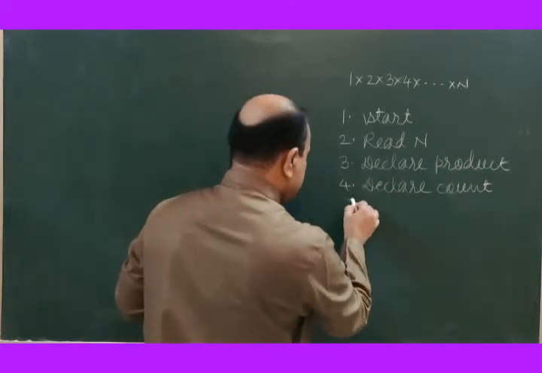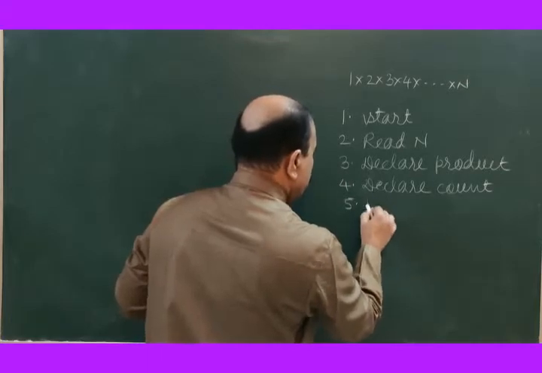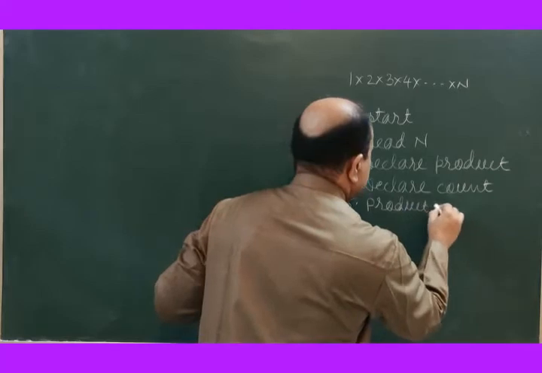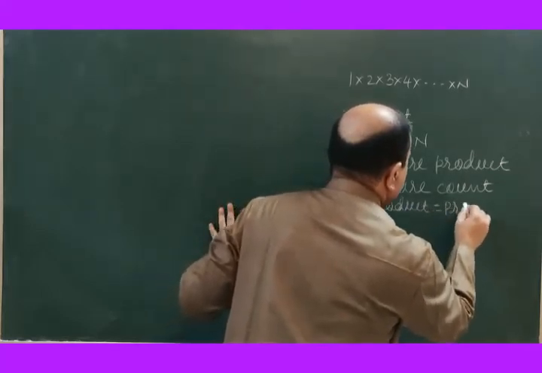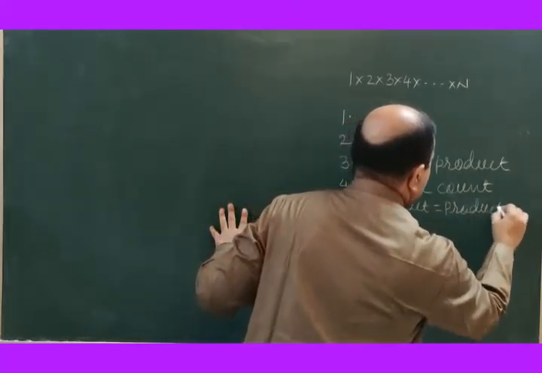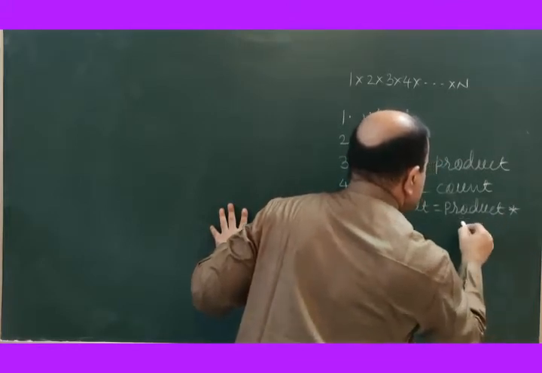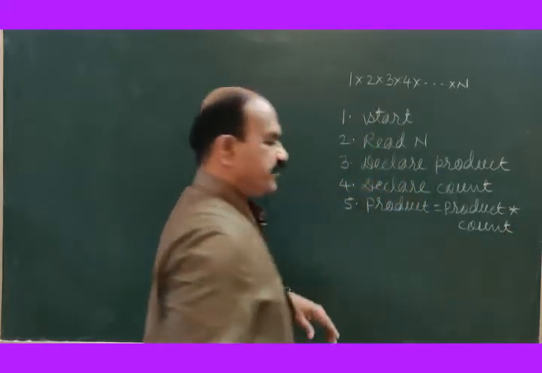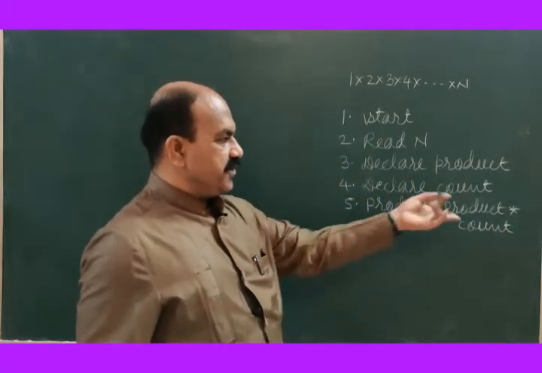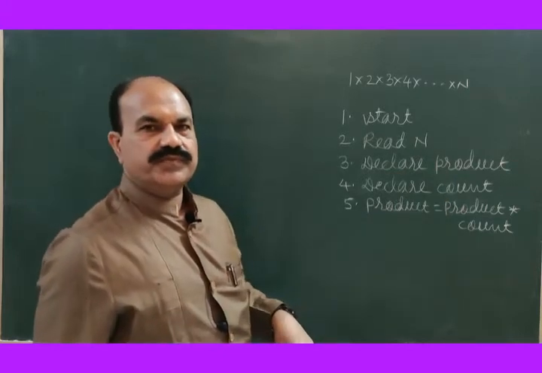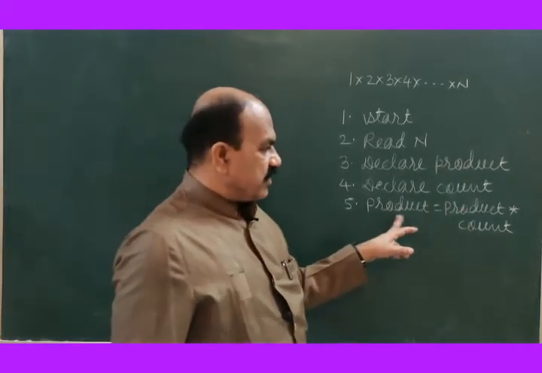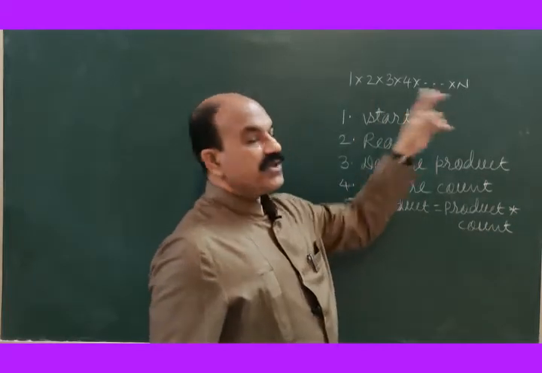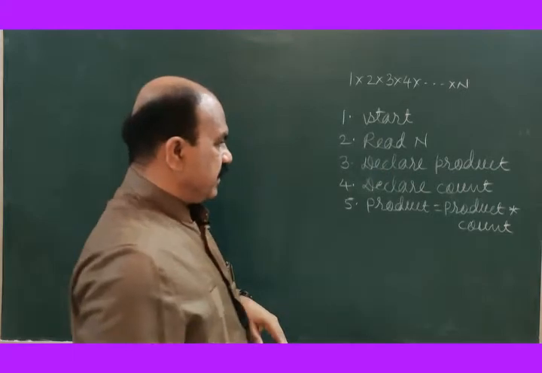And then go for the product as product is equal to product into count. Product is equal to product into count. New product is equal to old product into count, because we want the product.